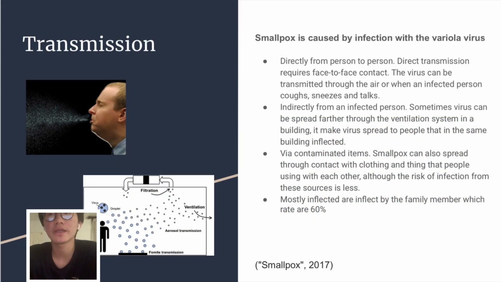For transmission, smallpox spreads directly from one person to another. The transmission requires face-to-face contact. The virus can be transmitted through the air when infected people sneeze or talk. Indirectly, the virus can sometimes spread through the ventilation system in a building, which makes people in the same building infected.